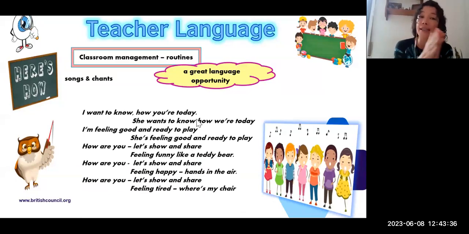So the first line is done by the teacher and the second line is then done by the students. Are you ready?